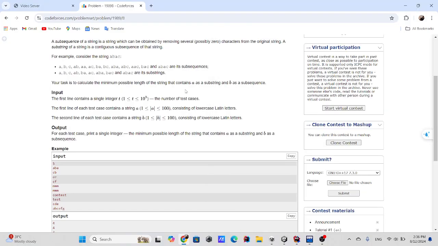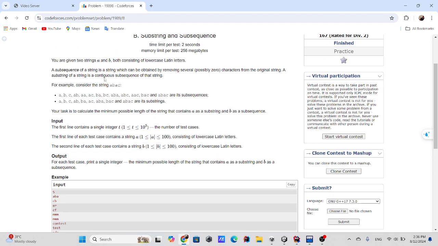Okay, let's read the test cases. You're given two strings A and B, both consisting of lowercase letters. A subsequence.